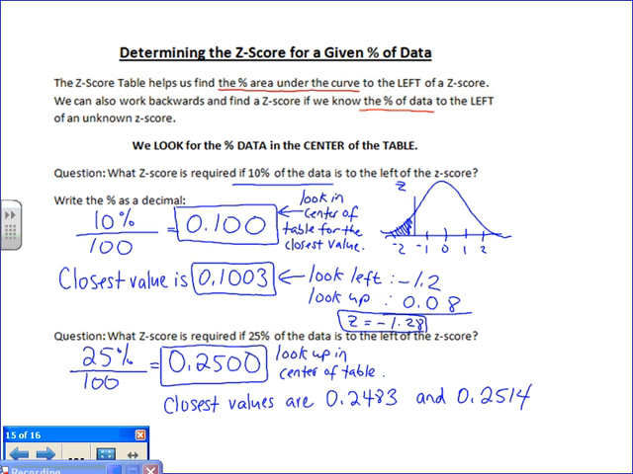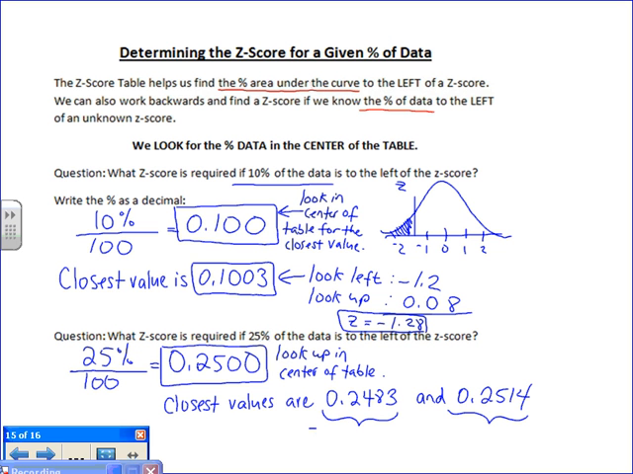0.2483 is only 0.0017 below the value that I want, and this upper limit right here is 0.0014 above the value that I want. So my value is almost halfway in between those. If that happens, if the value you want is halfway in between two values on your table, you're just going to take the average of those two z-scores.